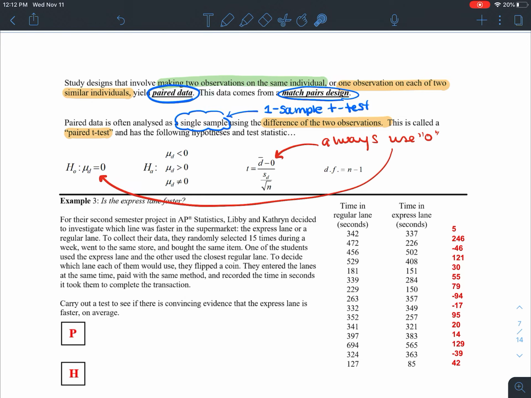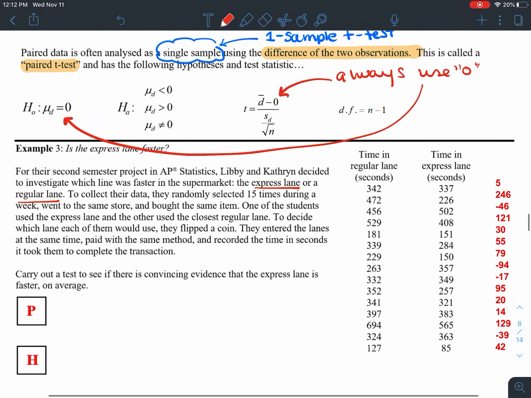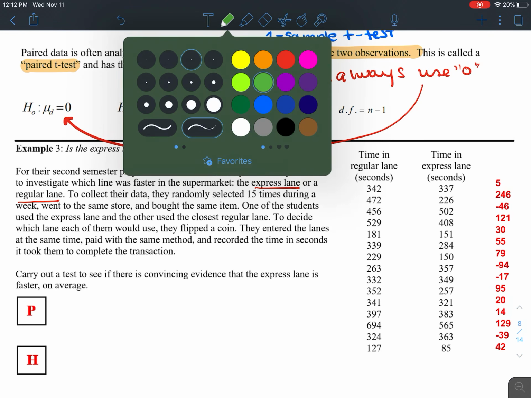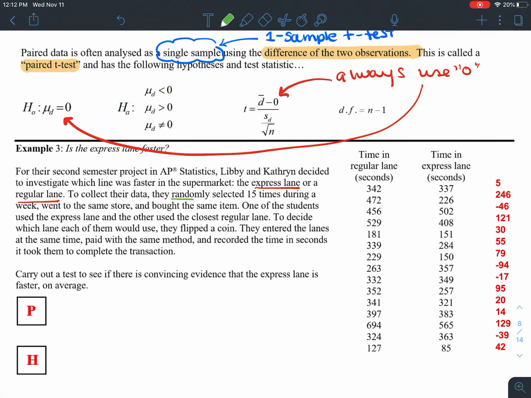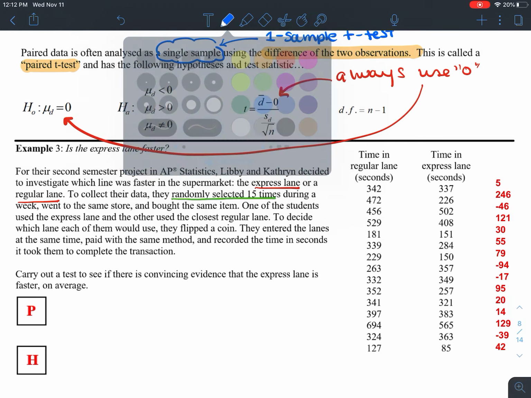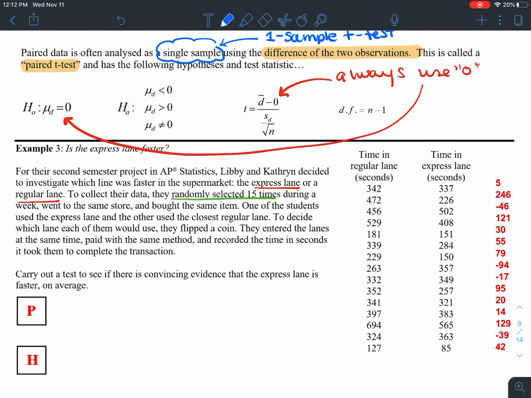So let's try an example like this. It says, is the express lane faster? For their second semester project in AP Stats, Libby and Catherine decided to investigate which line was faster in the supermarket, the express lane or the regular lane. To collect their data, they randomly selected 15 times. I'm going to make a note of that because that's going to be one of my conditions here. They randomly selected 15 times during a week, and they went to the same store.